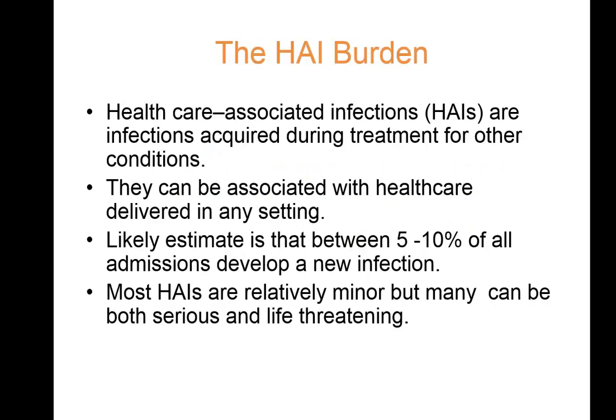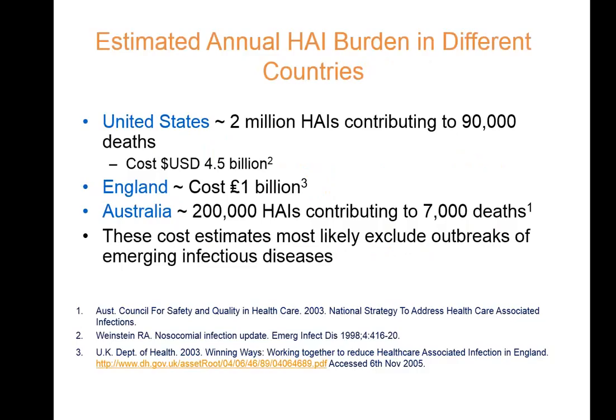We know that around the world probably between 5 to 10% of all patients admitted to an acute care hospital will develop an infection associated with that admission. Now fortunately, most of those infections are relatively minor, but many of them can be serious, and in some cases they can be life-threatening, or they can take a person's life. So not only are these infections serious, they're also very expensive. And in some countries we understand them far better than in others.